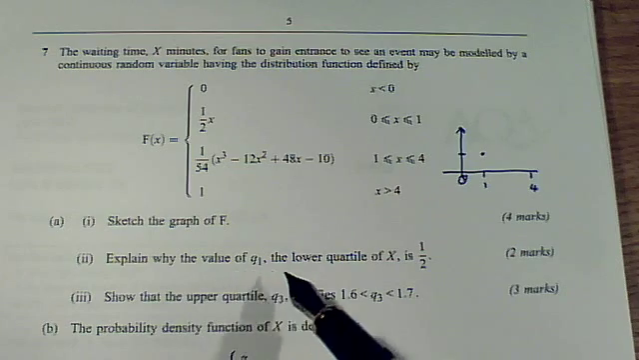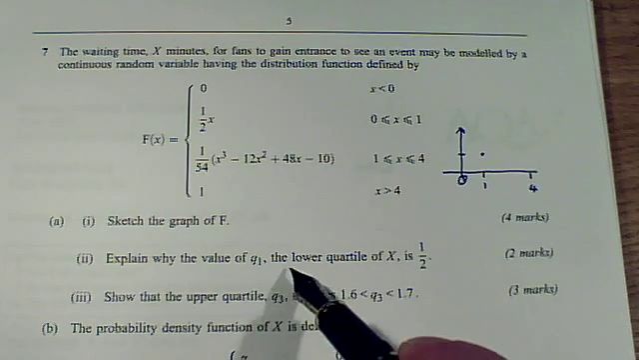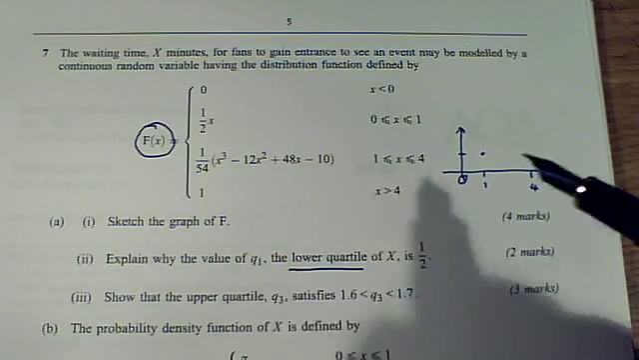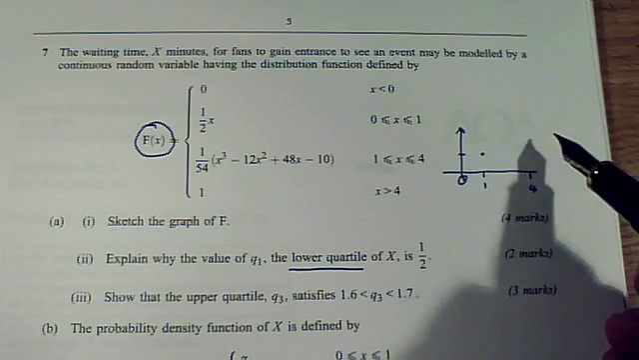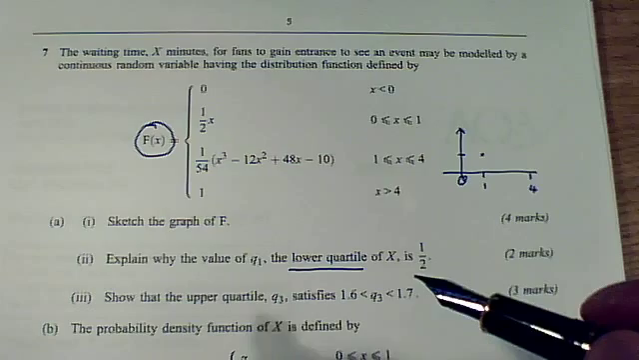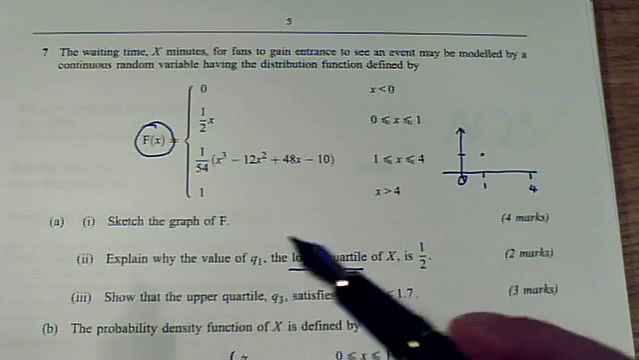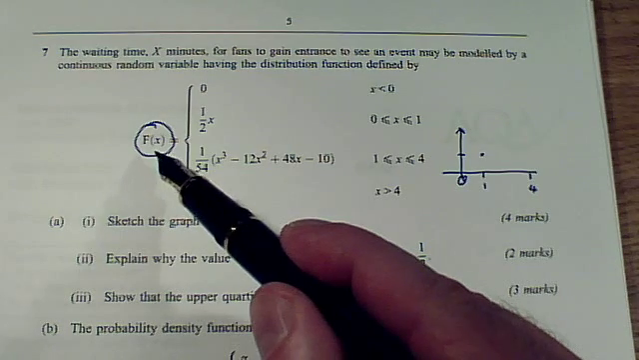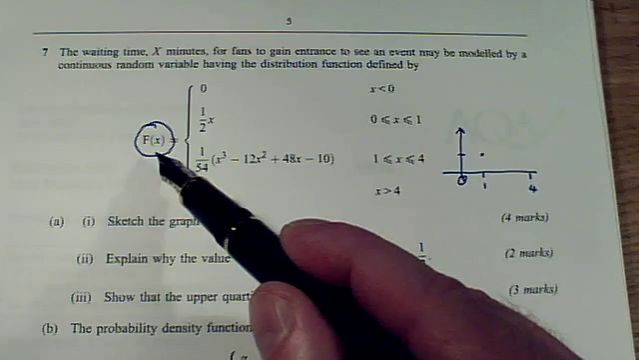Explain why the value of the lower quartile of x is a half. So you need to know what the lower quartile means. We're dealing with a capital F of x here. The graph ends up at 1 and staying at 1. Don't get it mixed up with the other graph of the probability density function. Lower quartiles are to do directly with capital F of x. Remember, capital F of x is the probability of being less than or equal to that x value.